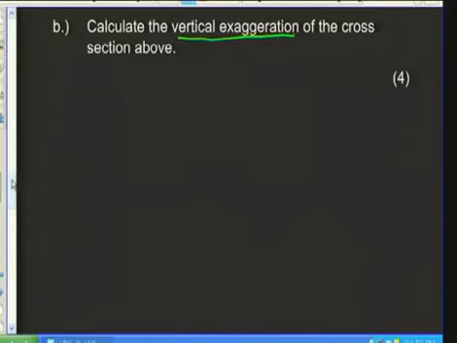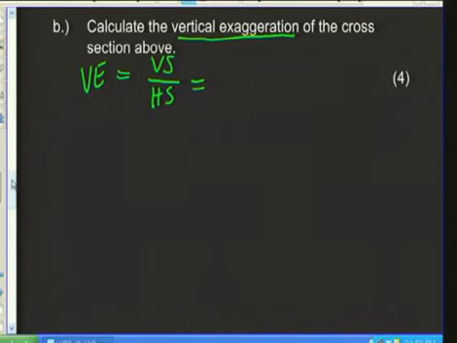Here we go. Vertical exaggeration, or VE, is calculated by placing the vertical scale over the horizontal scale and then performing a normal maths calculation. So how do we do that? Let's take a look. Our vertical scale, remember, was 1 centimeter represents 10 meters. No problem there. And our horizontal scale was 1 is to 10,000.